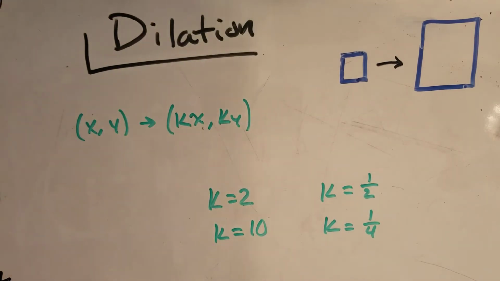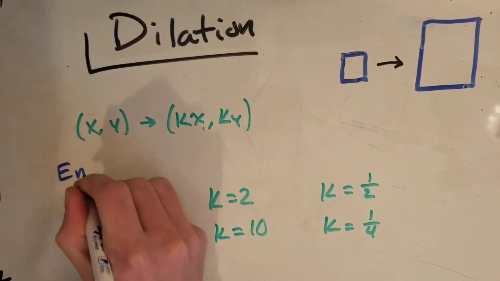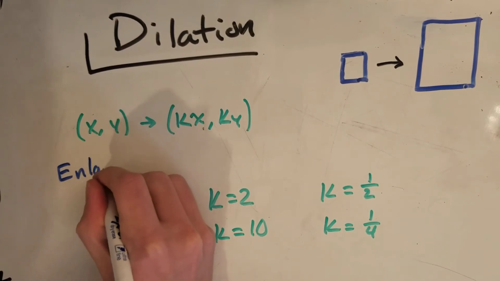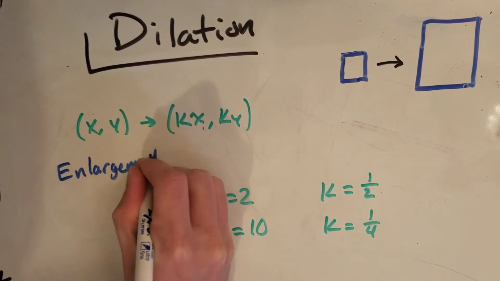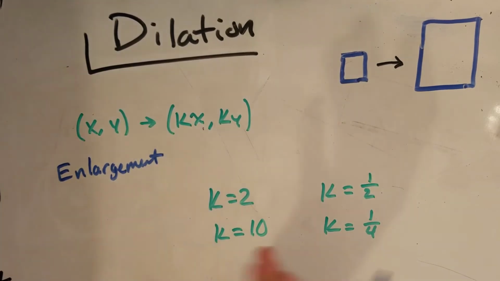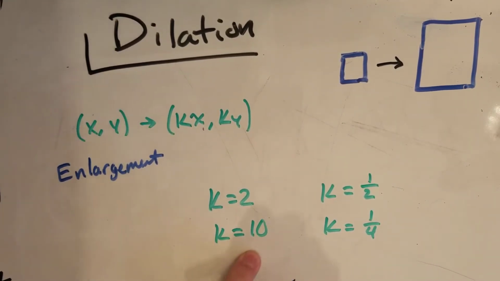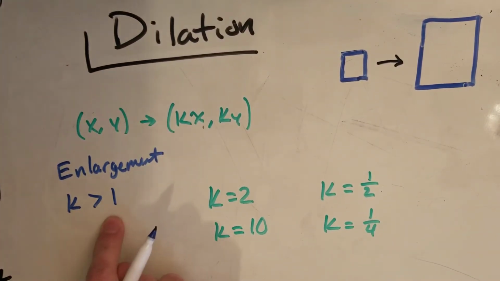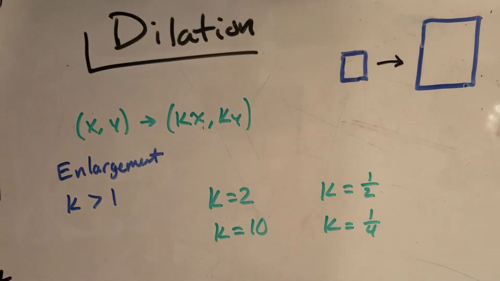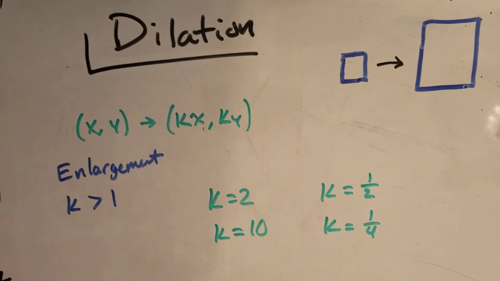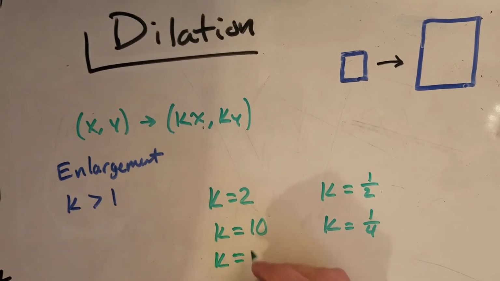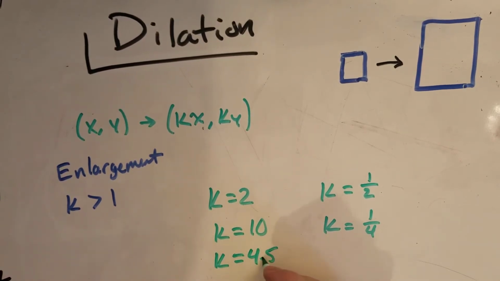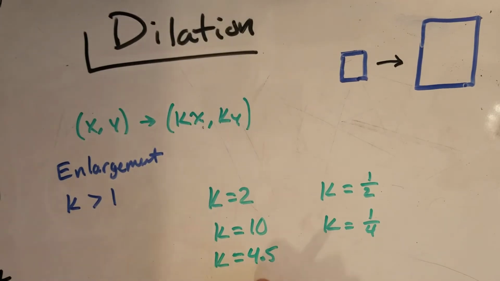Let's start with what an enlargement is. An enlargement, it has it in the name, is when you're going to get larger. Those are like K equals 2, K equals 10. Whenever K is greater than 1, a larger number than 1, it's going to be an enlargement. It doesn't have to be a whole number either. It could be K equals 4.5. It's still larger than 1, and you're getting 4.5 times larger. So that's what an enlargement is.